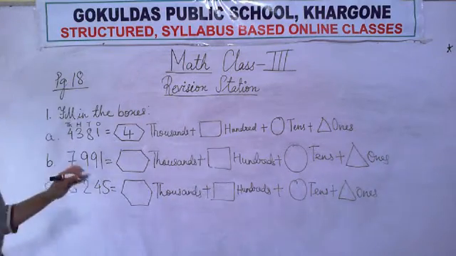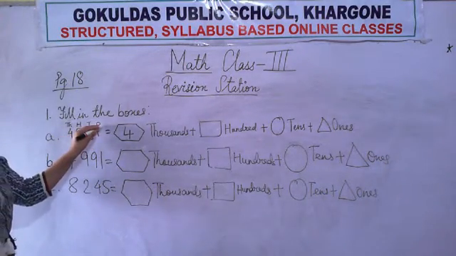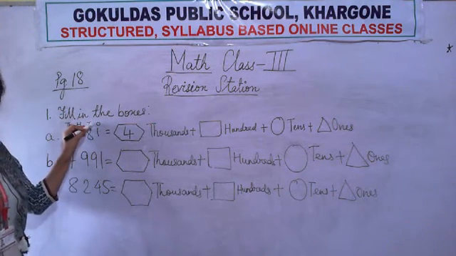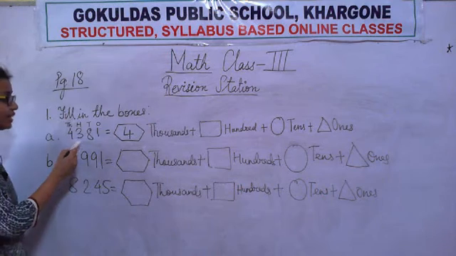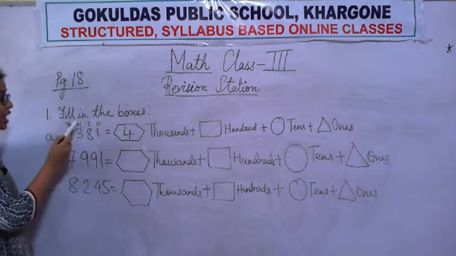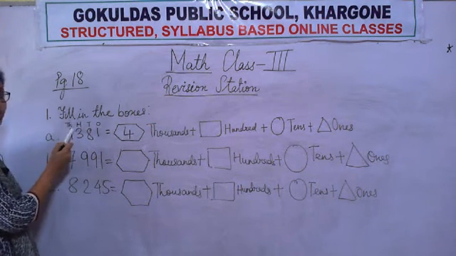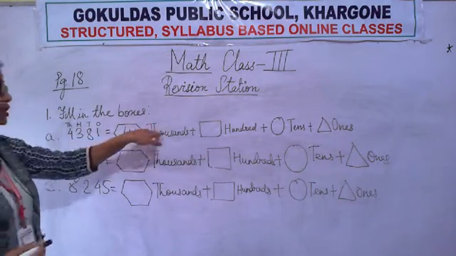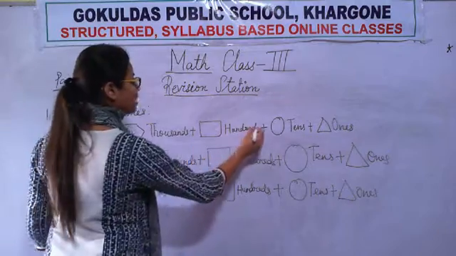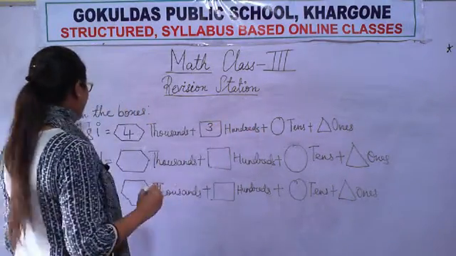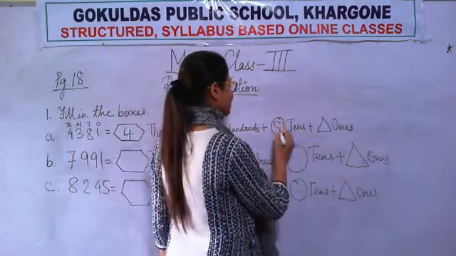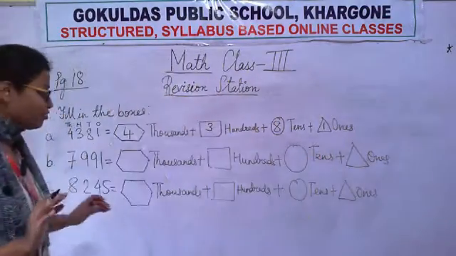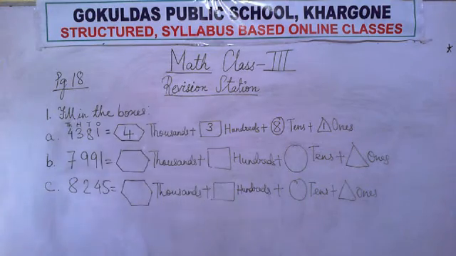Where is 1 sitting? 1 is sitting in the place of ones. Where is 8 sitting? 8 is sitting just below t. T means tens. Where is 3 sitting? 3 is sitting just below h, and h means hundreds. And where is 4 sitting? 4 is sitting just below th, thousands. So that is why I have written 4000. Easily you can say how many hundreds? 3 hundreds. Very good. How many tens? 8 tens. Very good. How many ones? 1 one. Very good. So we have completed question number 1A.